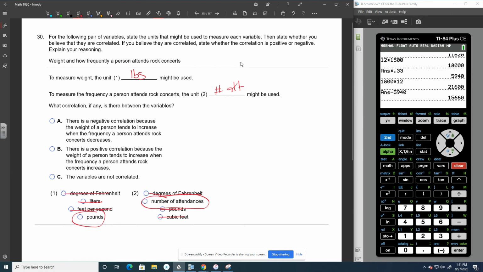There is a negative correlation because the weight of a person tends to increase as a person attending rock concerts decreases. I don't think that's true. There's a positive correlation. The heavier someone gets, the more concerts they go to. I don't think that's true either. I would say that these variables are not correlated to each other.